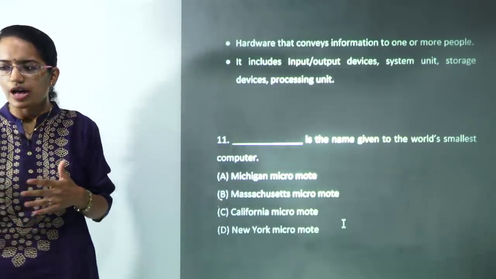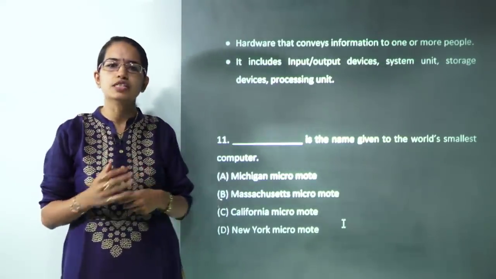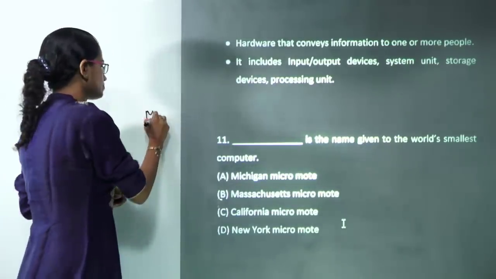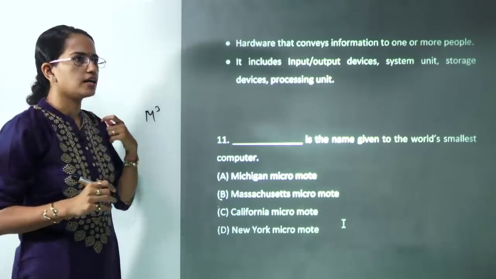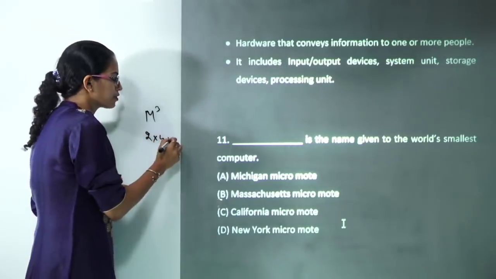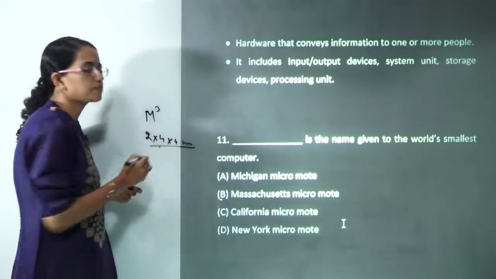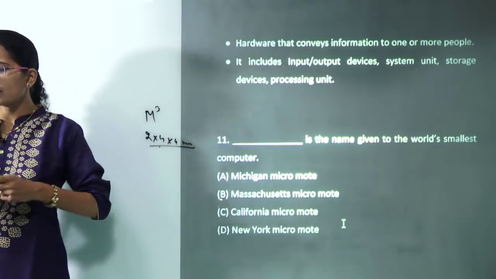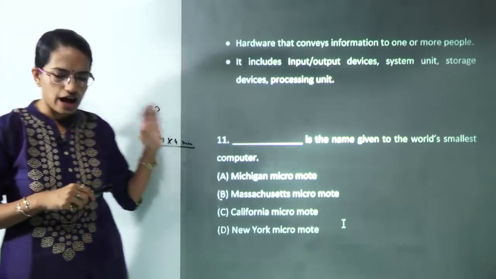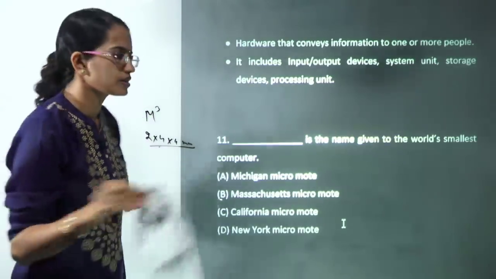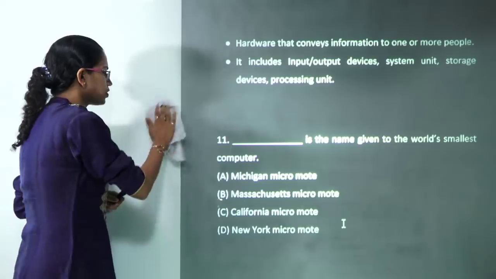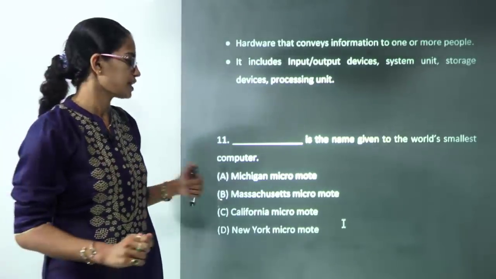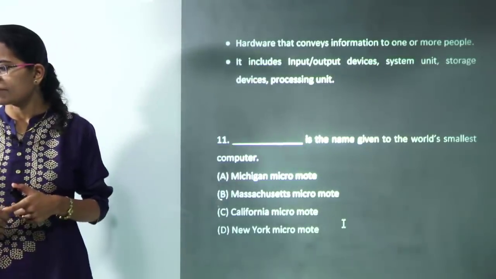Michigan Micromote is the world's smallest computer, discovered recently. It's also known as M3, and the size is 2 by 4 by 4 millimeters. It's as small as that, with fully functional and operational capabilities. It's very important that you have knowledge about it, because this has recently happened and is a very burning, contemporary topic that you shouldn't miss. So Michigan Micromote is the correct answer.